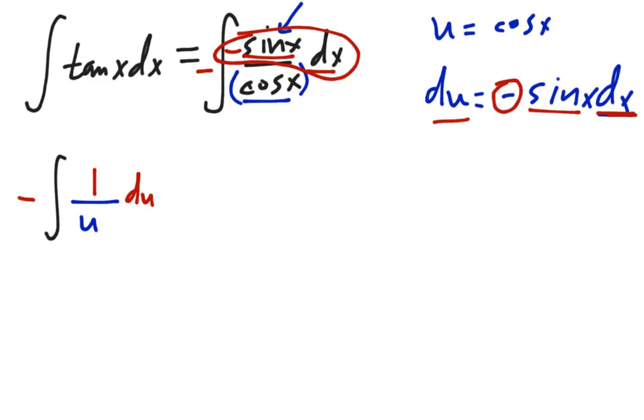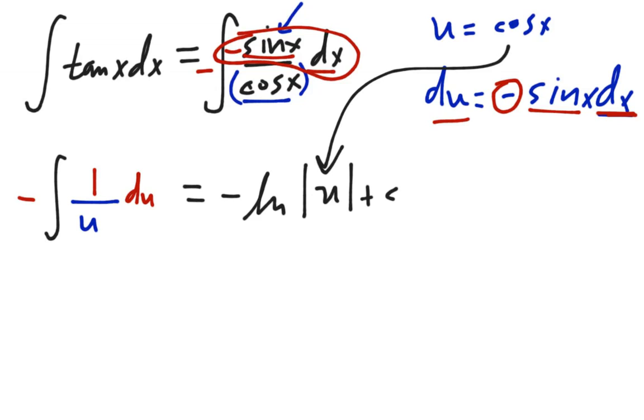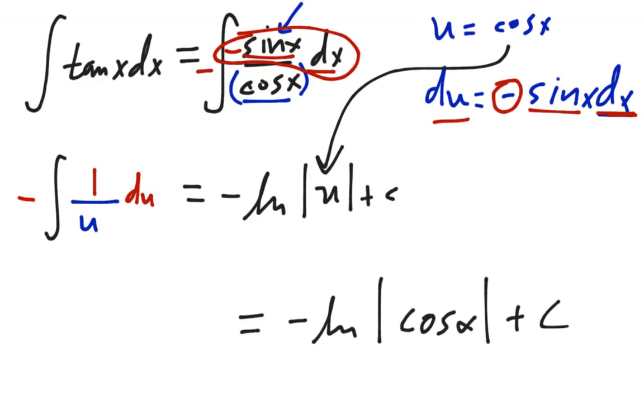Oh, this is natural log. And so my final answer will be negative natural log absolute value of u plus c. Remember, I'm not done because I have to substitute back. And when I substitute back, I'll get negative natural log absolute value cosine of x plus c. And this is, in fact, the integral of tangent of x dx.